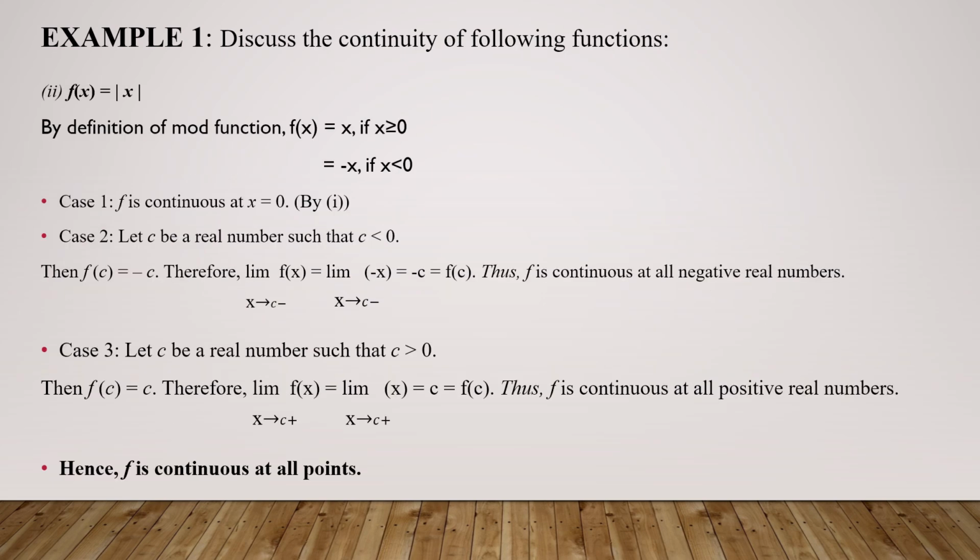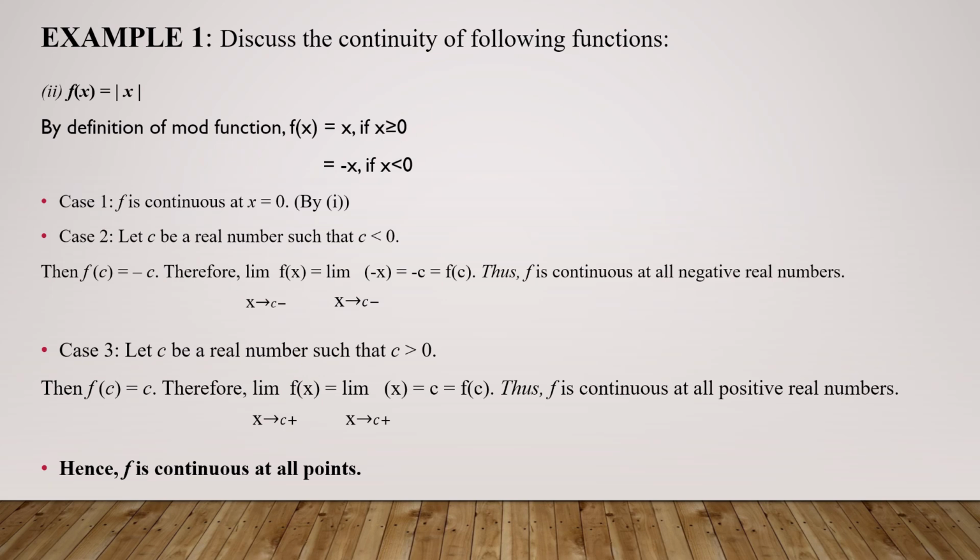Now for the same function, let us check whether it is continuous at all other points or not. At x equal to 0 we saw it is continuous. Now the function is mod x. We have to check the different cases, that means you have to check for 0, when x is less than 0 and when x is greater than 0. So 3 cases will arise. First case we have already seen previously, f is continuous at x equal to 0.